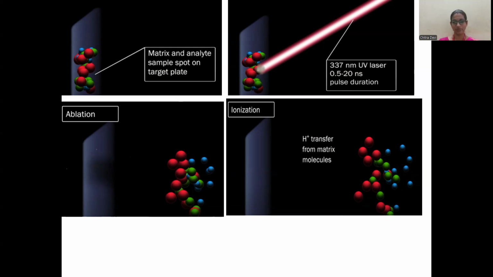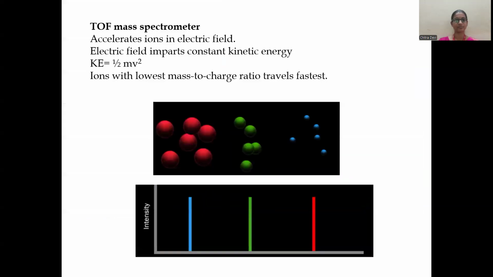So different ions will be produced and you can detect them. In the mass spectrophotometer, that is mass TOF, it accelerates ions in the electric field. The electric field we are applying gives a constant kinetic energy. You know how to calculate kinetic energy: half mv squared, with mass and the velocity of the atom or compound it will be reaching.